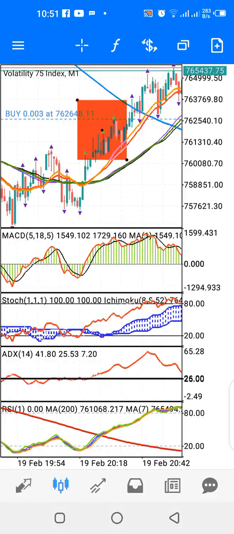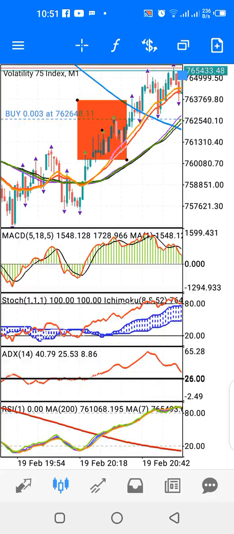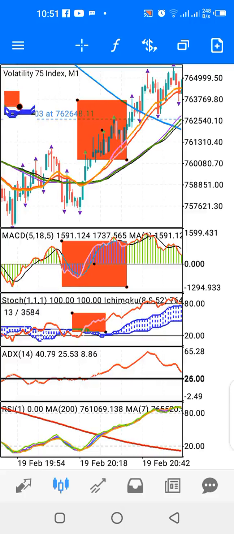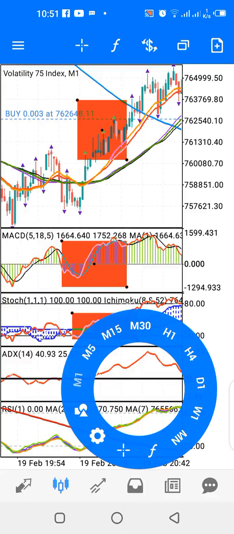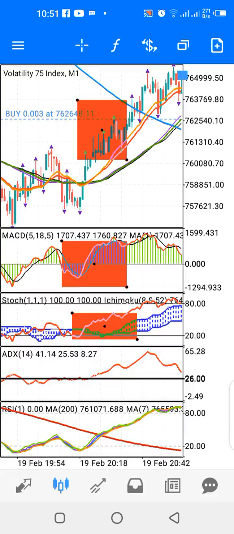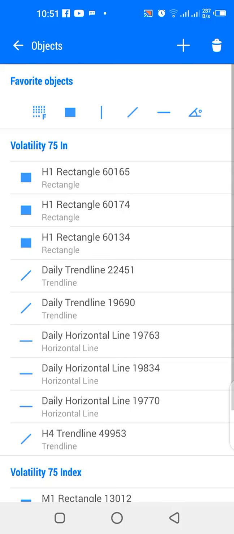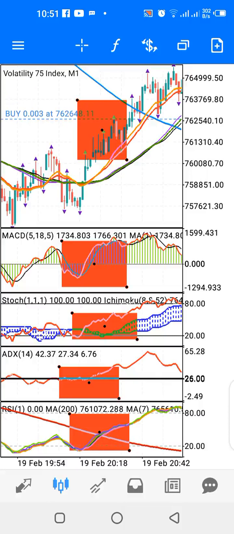Now the second window is indicator window 1. This is indicator window 1. The third one is indicator window 2. This is indicator window 2. The fourth one, indicator window 3. This is indicator window 3. And the fifth one is indicator window 4. This is indicator window 4. All right, we are still on the 1 minute time frame.